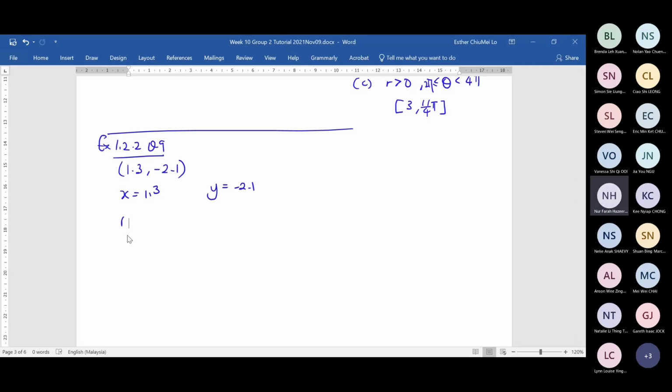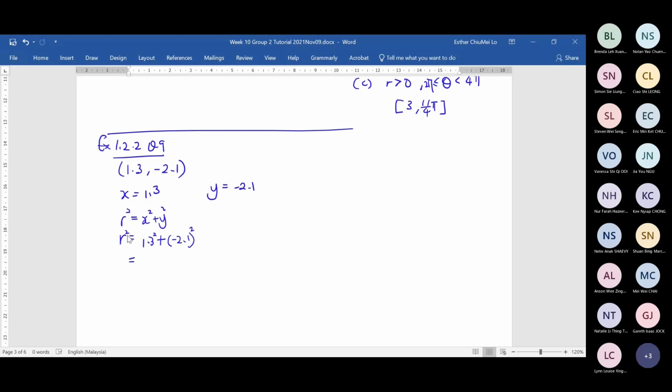Okay, so your R squared equals your x squared plus y squared, correct? So you put in the, is that what you mean? X squared, your 1.3 squared plus negative 2.1 squared. Yeah, is that how you do it? Yeah.